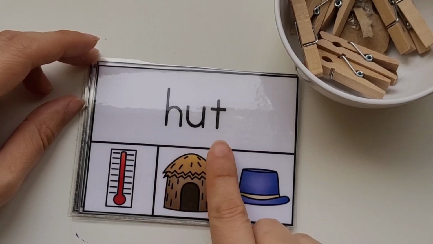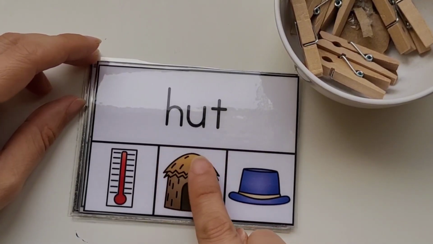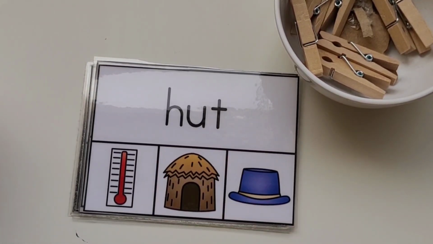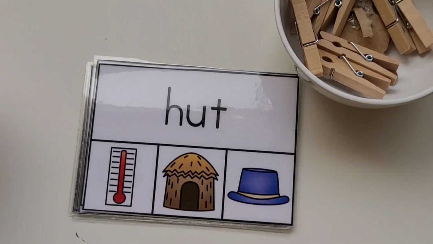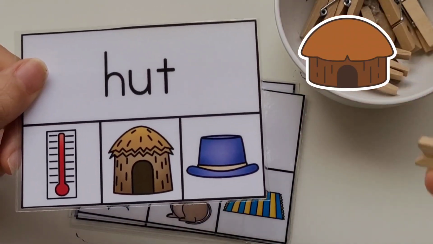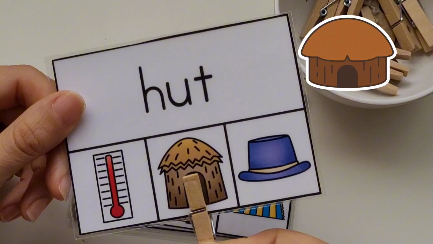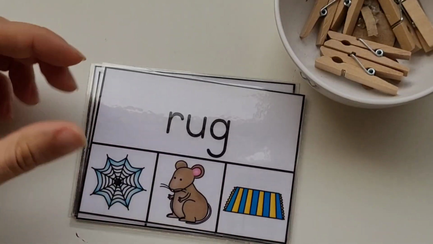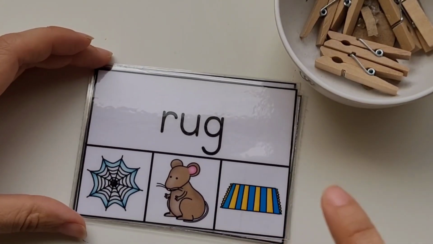Let's read this word. H-A-T. Hut. Now we have the same thermometer we had before showing hot. We have a hut and a hat. We're going to put the clothespin on the hut. Fantastic. That's a hut.